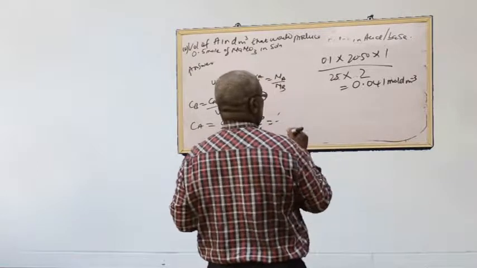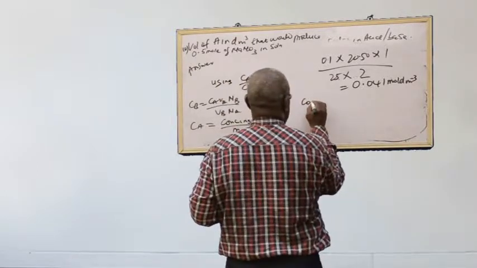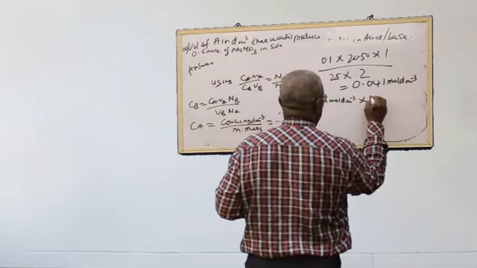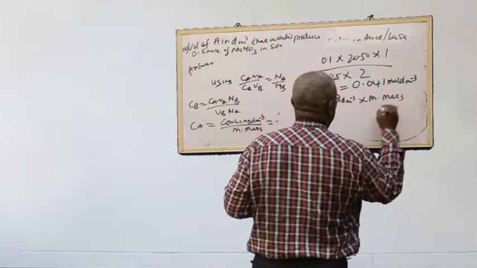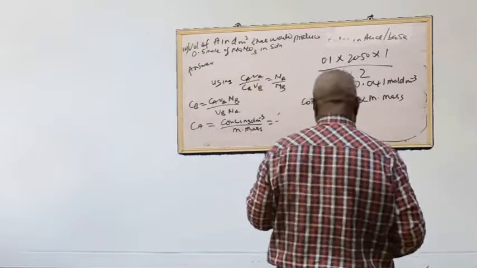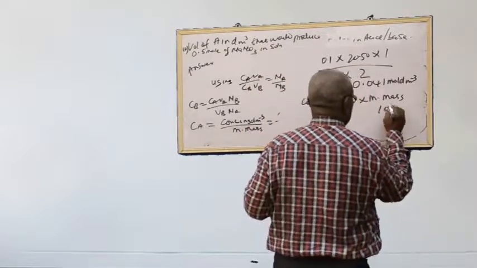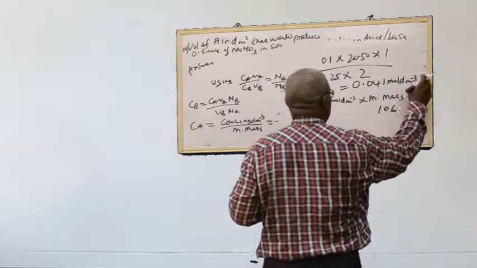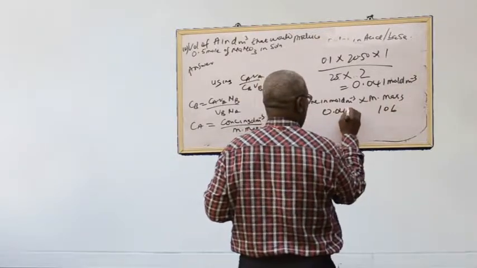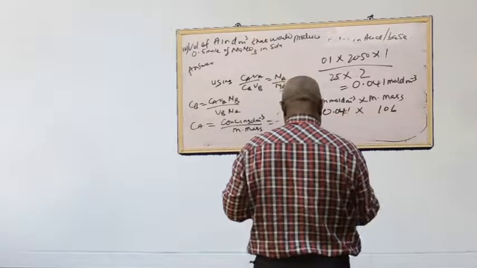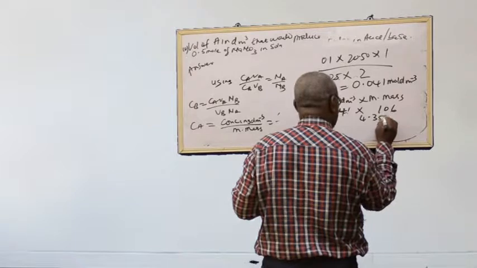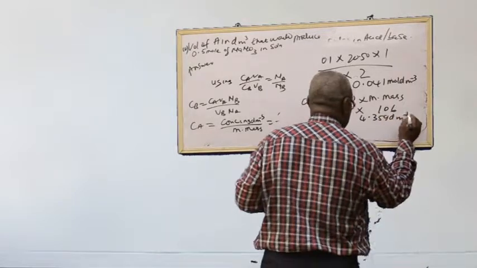What is the concentration in gram per dm cube of B? That is concentration in mole per dm cube multiplied by molar mass. The molar mass of B, sodium carbonate, is 106. The concentration in mole per dm cube of B is 0.041 multiplied by 106, and the answer is 4.35 gram per dm cube.